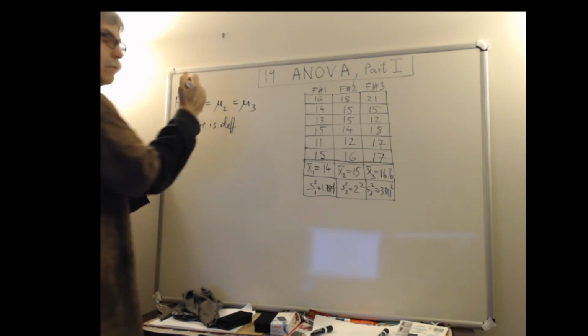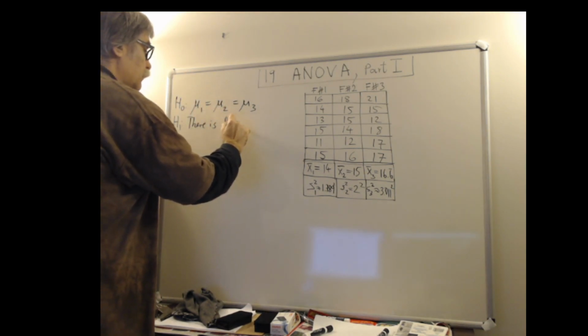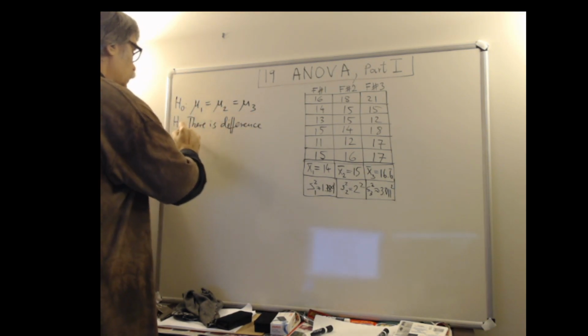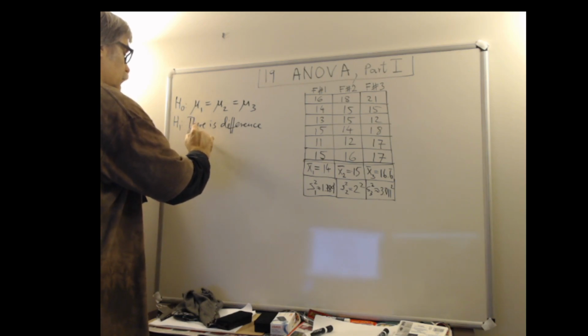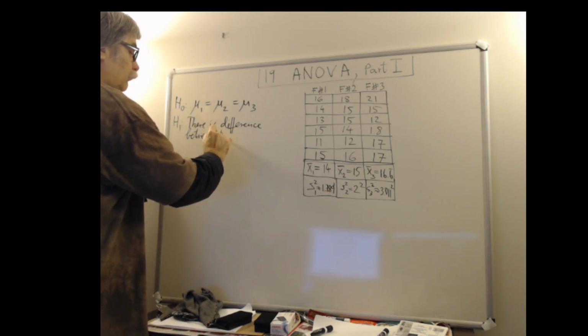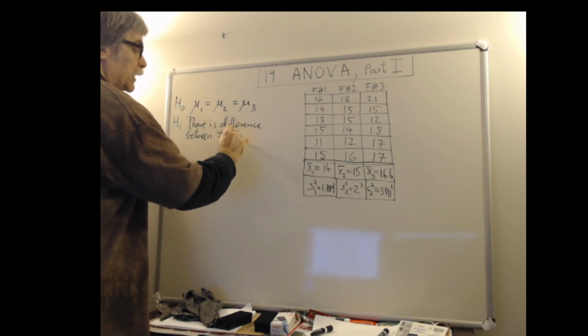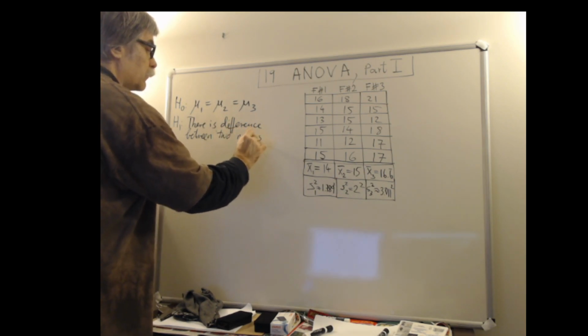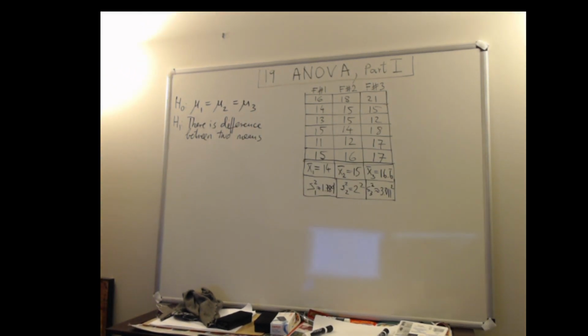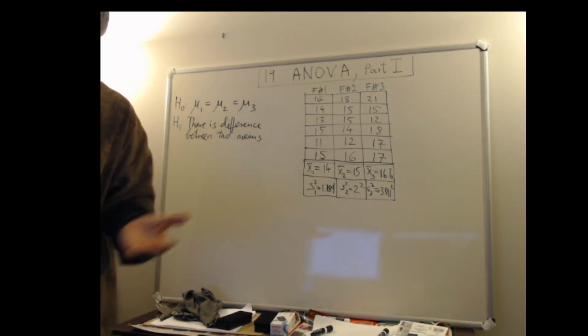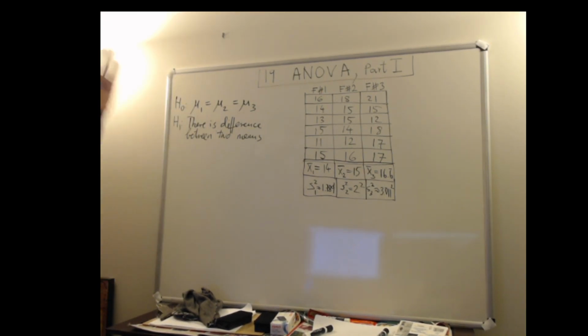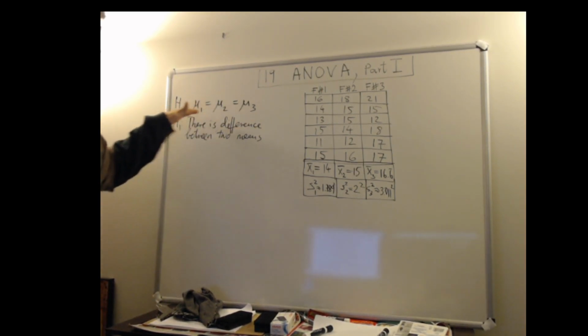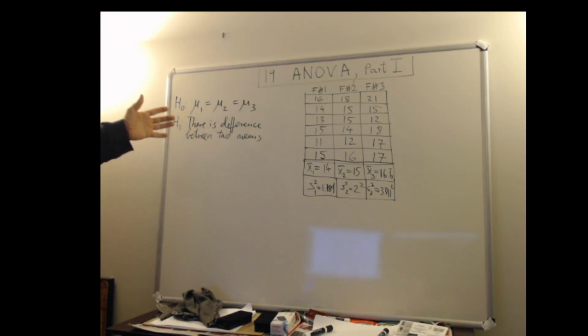So you can write it verbally. There is difference between 2 groups, 2 means. Which, I don't know. Maybe the first and the second, maybe the second and the third, maybe the first and the third. That's a proper statement. Right? If this is not true, then they're all 3 equal. So this is actually a proper negation of this.